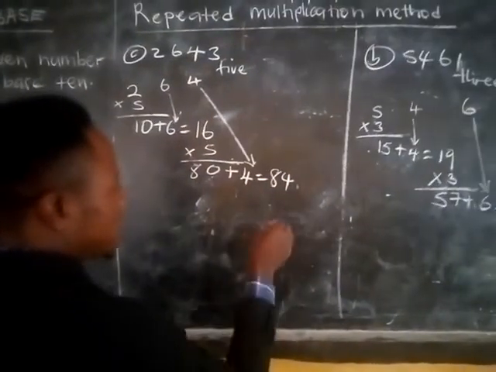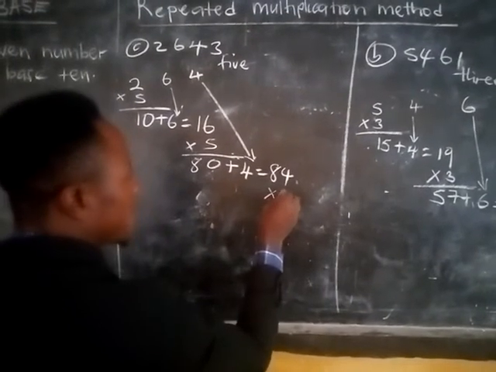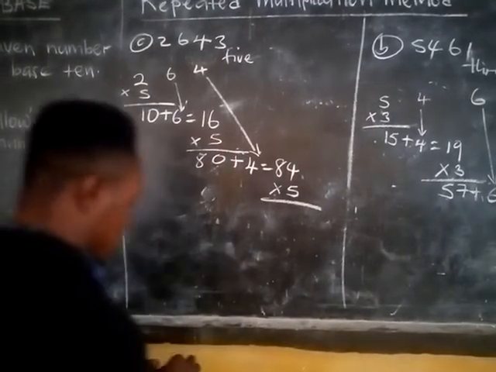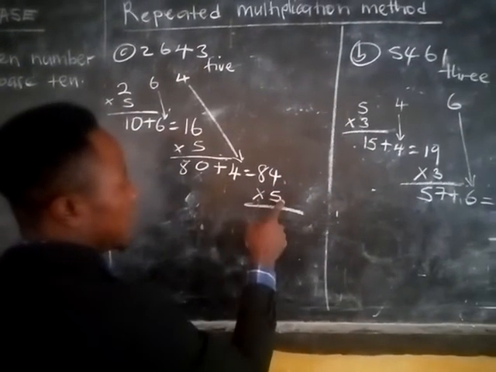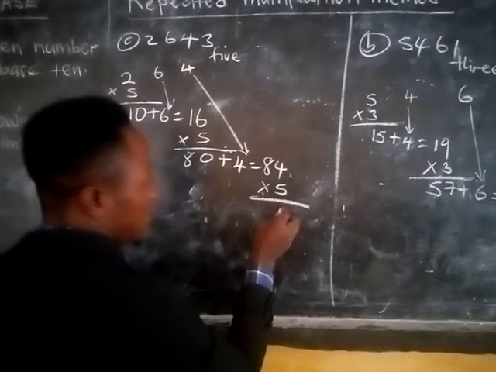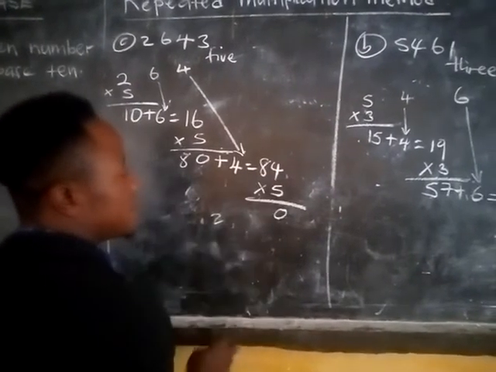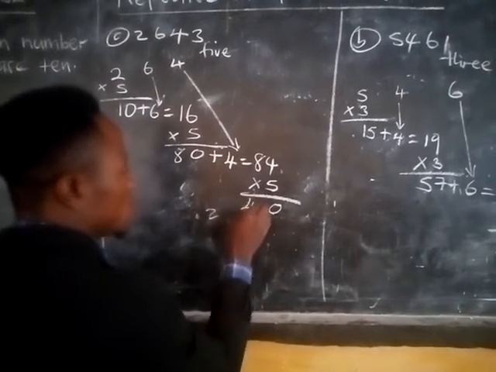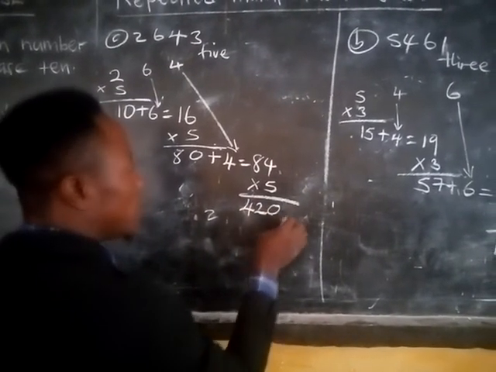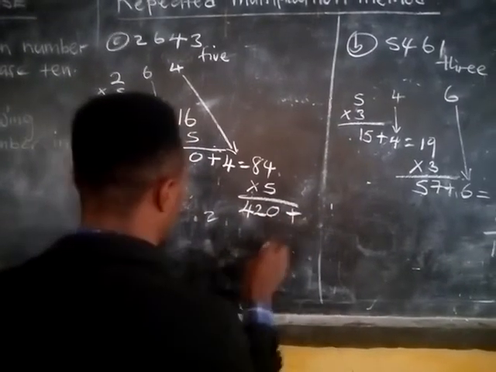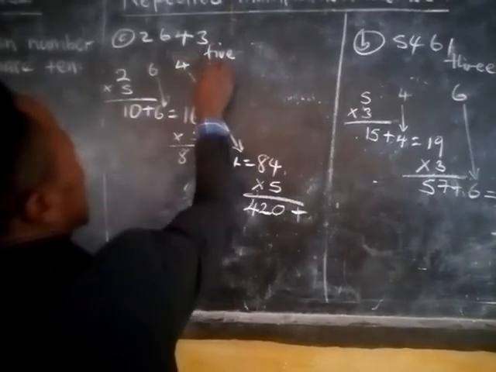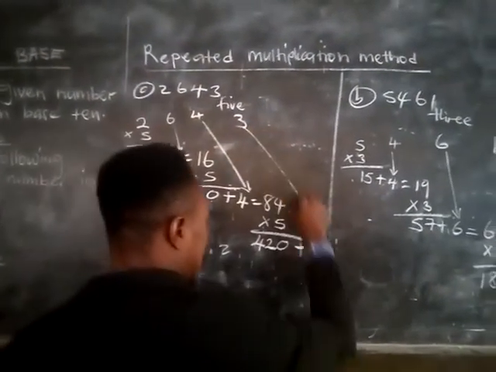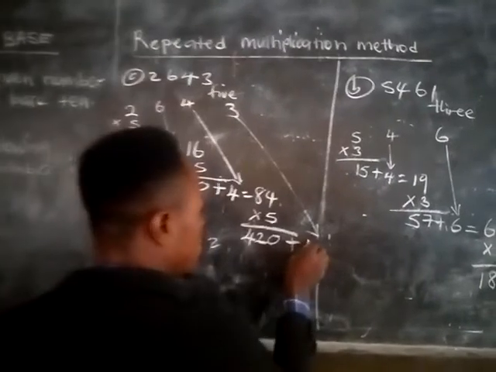After getting the answer again, we multiply by 5. 5 times 4, we have 20. You put 0, carry 2. 5 times 8, we have 40, and 40 plus 2, we have 42. So we have 420. After multiplying, we add the final digit of 2643, which is 3.